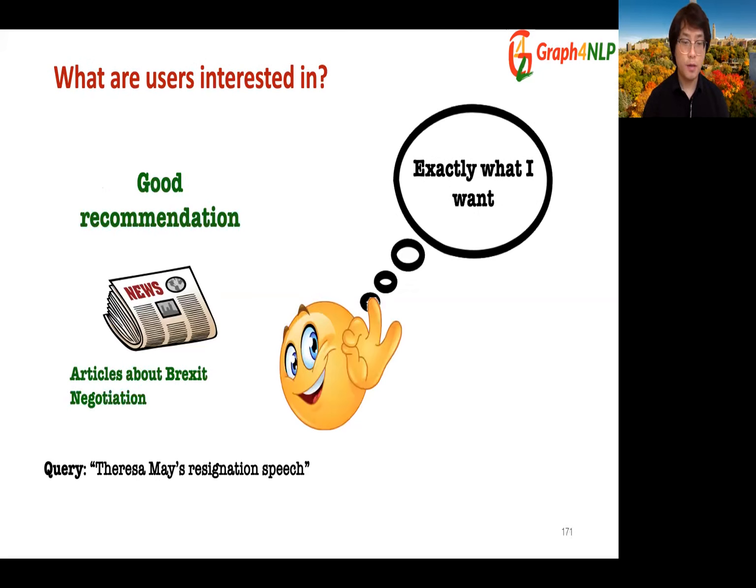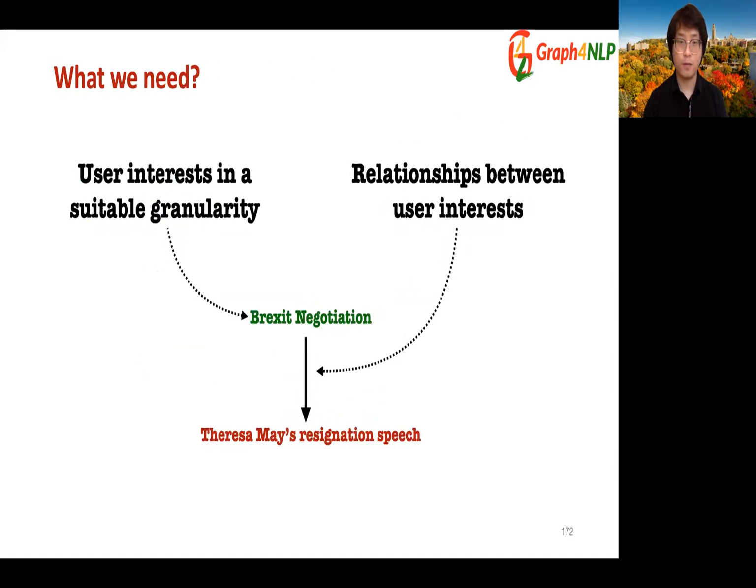So a good recommender system may recommend articles about Brexit negotiation because it matches the user interest. To achieve such a performance, we need two key parts. First, we need to be able to extract suitable granularities of interest. For example, we need to extract Brexit negotiation as a potential interest. And the second is we need to identify the relationship between user interests. We must know that the event trace-based representation speech actually belongs to the topic Brexit negotiation. So how can we do that?